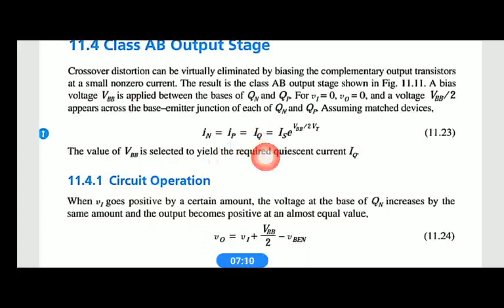Which is nothing but the quiescent current IQ, and that current is given here. We know the equation for collector current, which we already studied many times: IS, the reverse saturation current, times e raised to VBB by 2 VT. VT is the thermal voltage and VBB by 2 is the voltage applied between base and emitter, that is e raised to the voltage at base and emitter, which is VBB by 2 when Vi is 0, divided by VT.